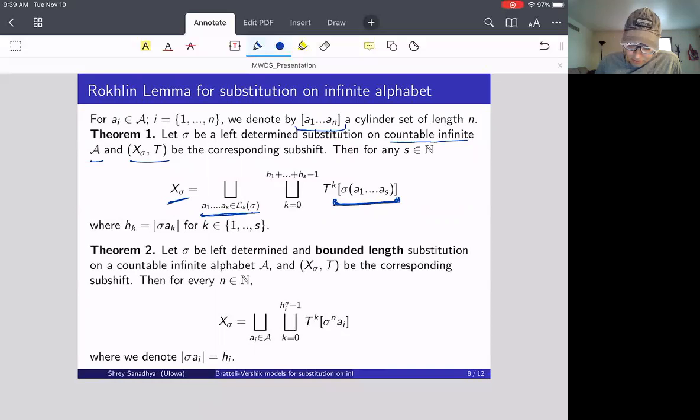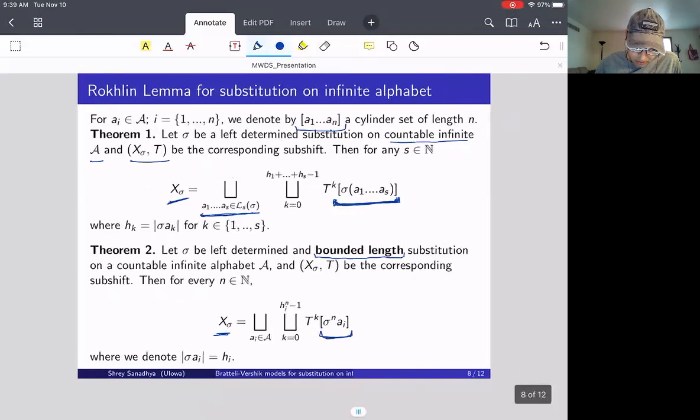Okay. The second theorem says that if I assume that my sigma is of bounded length, so it is still left determined on a countable infinite alphabet, but in addition, if I assume that my sigma is of bounded length, then I have one more expression of X sigma. And here, the base of my towers are of this form coming out of the powers of sigma. Okay? So I have two Rokhlin lemmas for substitutions on infinite alphabets, which are left determined.